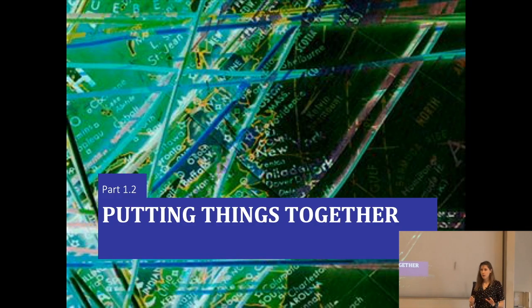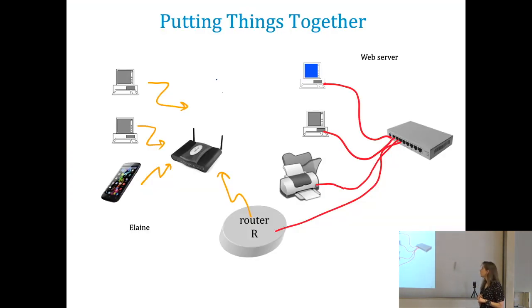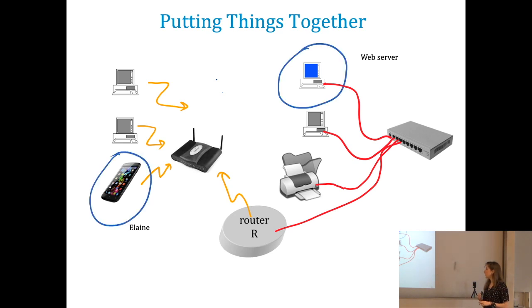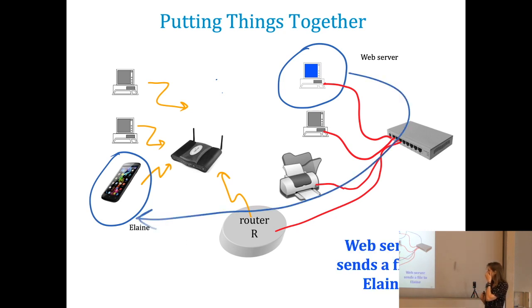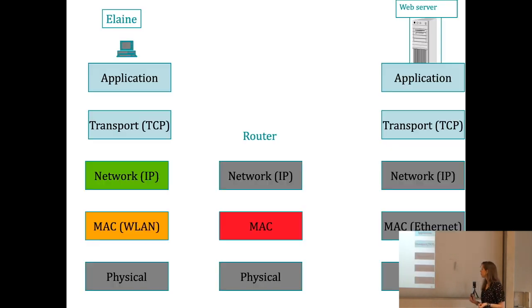So this is all I wanted to say about all of the different layers. But now let's have a look at what happens when we put everything together in one simple example. In this example, we will have the web server, the computer in blue at the top, from one LAN, who will communicate with Elaine, the phone, which is in another LAN, by going through a router. And we will look at these messages layer by layer to see what happens.